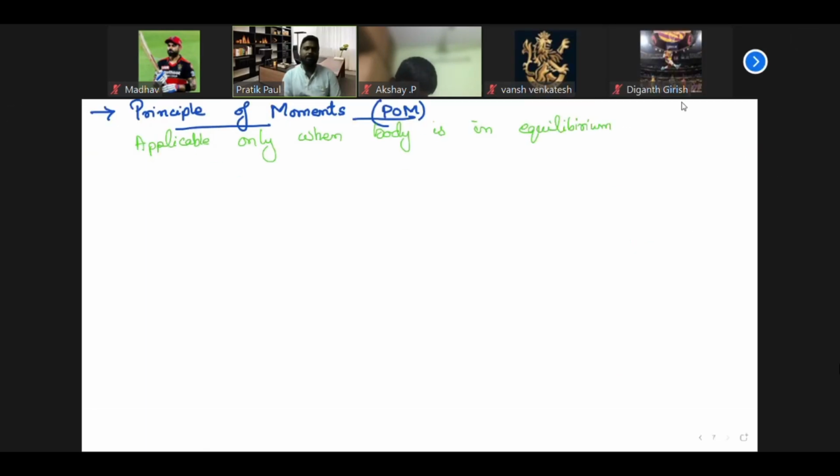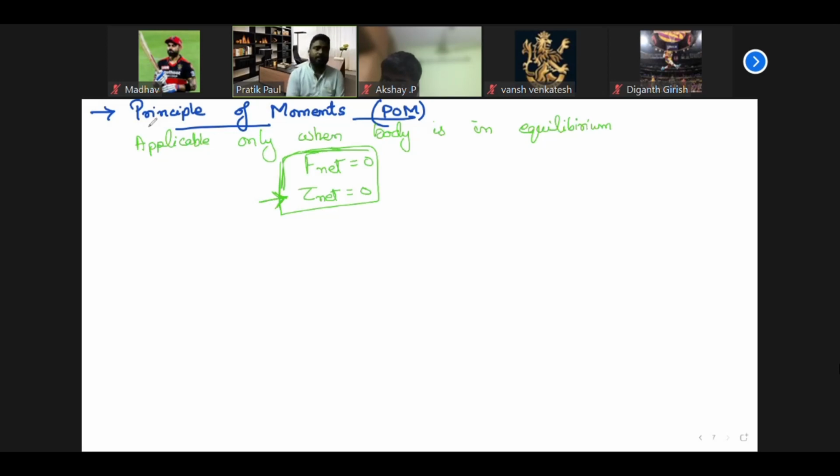Which equilibrium, dynamic or static, doesn't matter to me. The body is in equilibrium, that's it. Because I'll be just using net force equal to 0 and net torque equal to 0. Majorly I'll be concluding all my questions with net torque being equal to 0. That is nothing but summation of moments.